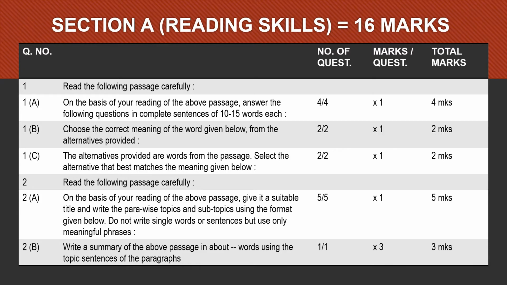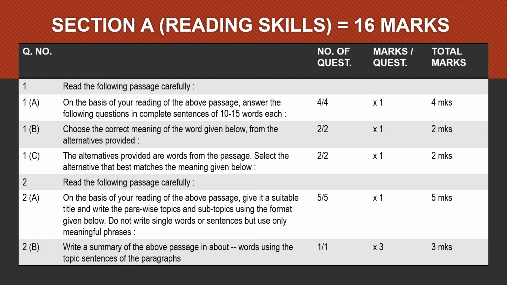Question C is the other way around. Okay, your 4 alternatives are words from the passage and the main question is a meaning. So you have to pick up the word from the alternatives which best matches the meaning. Okay, so there again you have 2 questions, gives you 2 marks, 4 plus 4. 8 for type 1 comprehension.